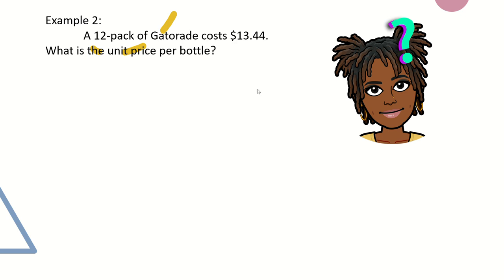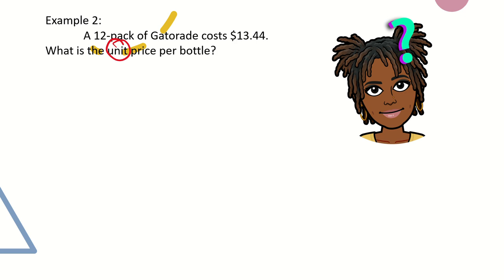A 12-pack of Gatorade costs $13.44. What is the unit price per bottle? Again, that word unit is telling me we want the cost for one bottle of Gatorade, or per, or one. So in this case, let's determine what my ratio is, the same thing we did before. Remember, a ratio is just numbers. We're just comparing two things, the cost and how many Gatorades per pack.